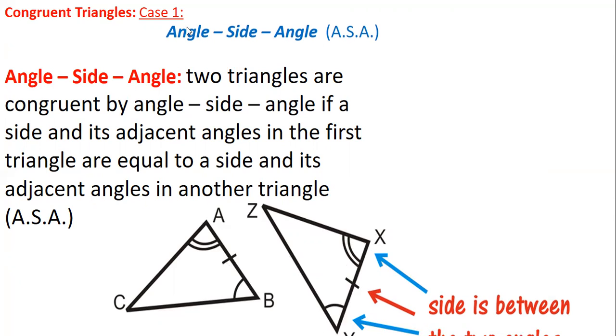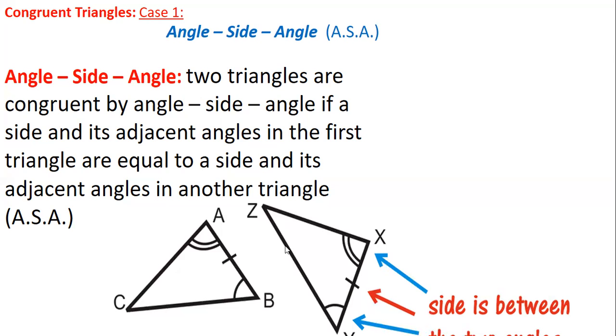Now I need two angles. These two angles should be adjacent to the equal side. Let me look at side AB. How many angles do we have on side AB? We have an angle at vertex A, which is CAB, another angle at vertex B, which is CBA. So these are the adjacent angles to side AB. The adjacent angles to side XY are ZXY and ZYX.